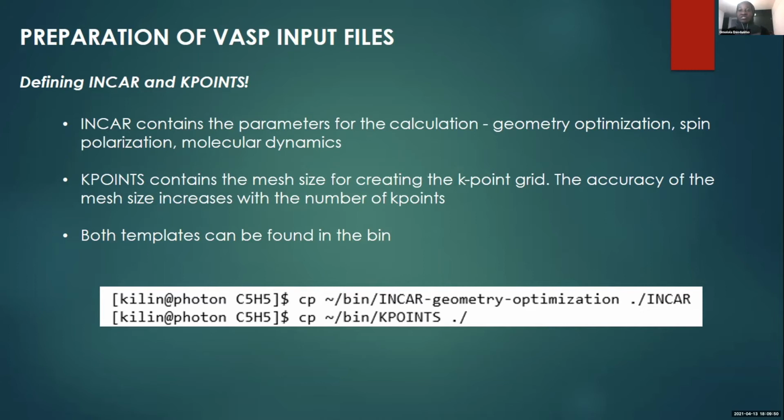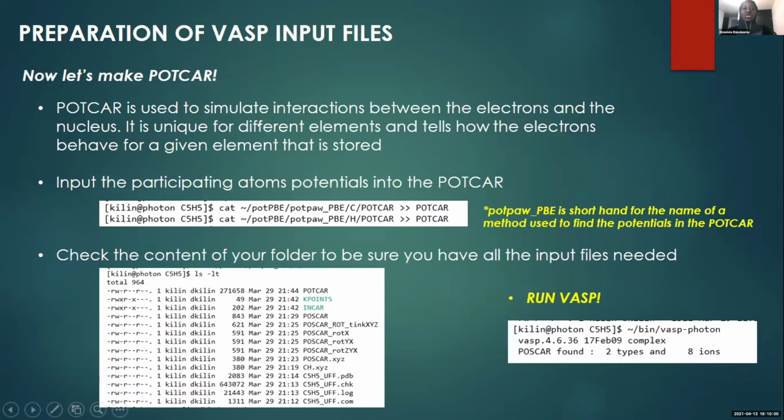And the accuracy of this mesh size is dependent on the number of K points. Both of the templates can be found in the bin folder. Now, POTCAR is basically potential, and it simulates the interaction between the electrons and the nucleus.